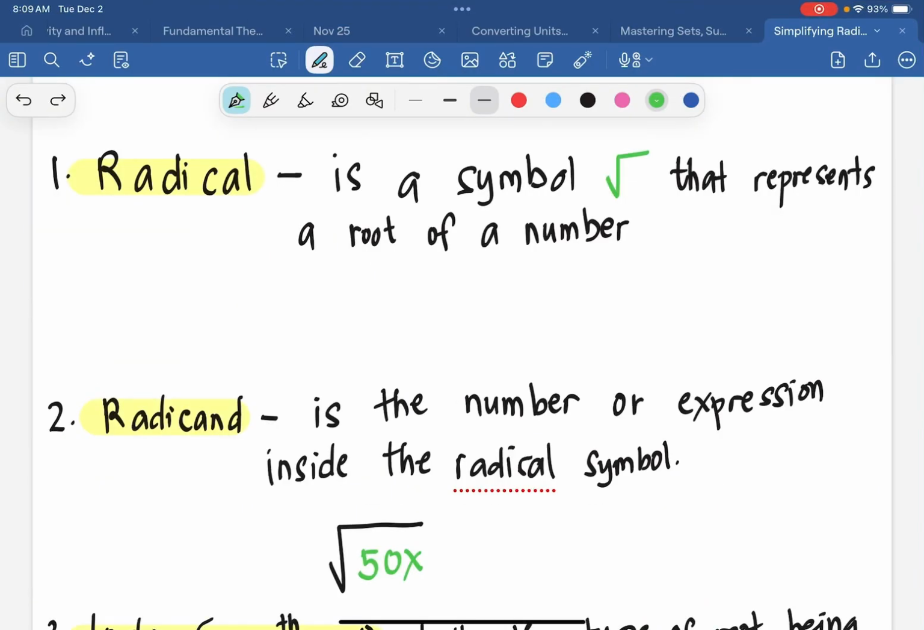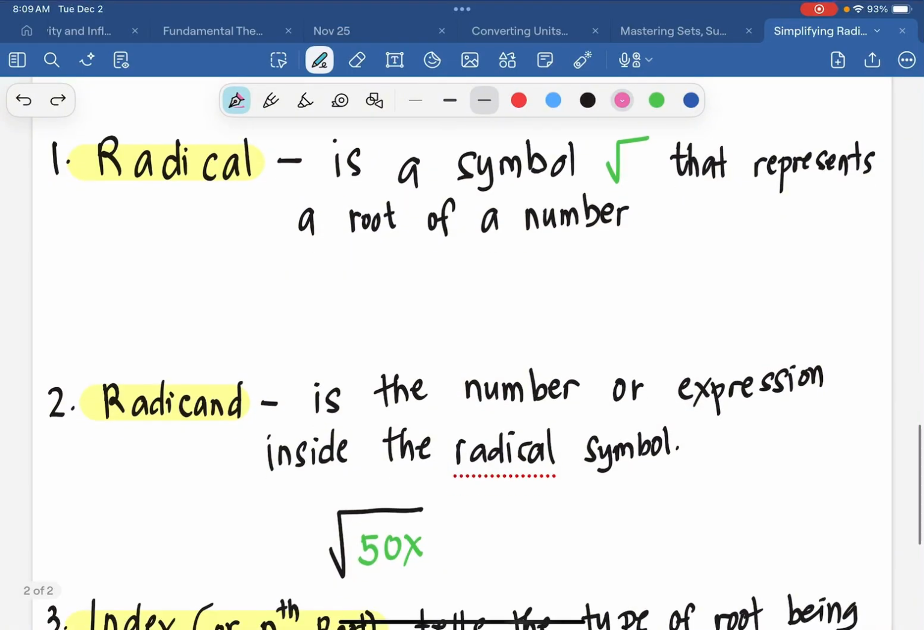First, we have the radical. This is a symbol, this one in green, that represents a root of a number. Next to it, we have the radicand. It is the number or expression inside the radical symbol. So based on our example here, 50x is our radicand.